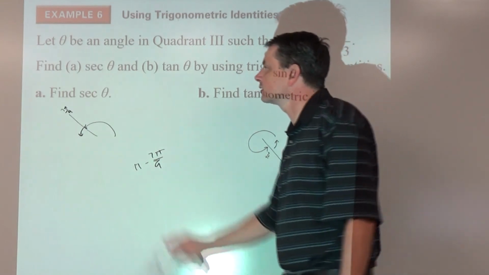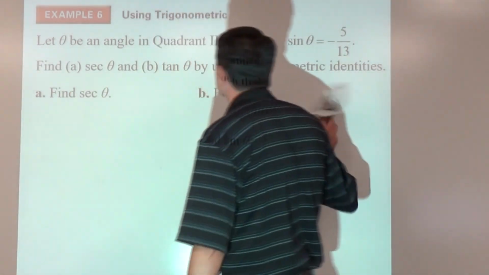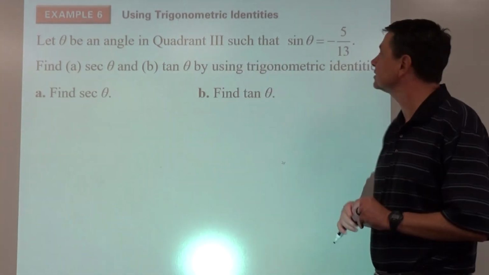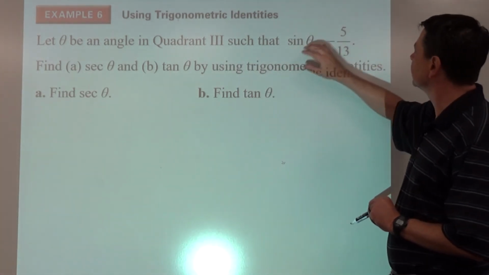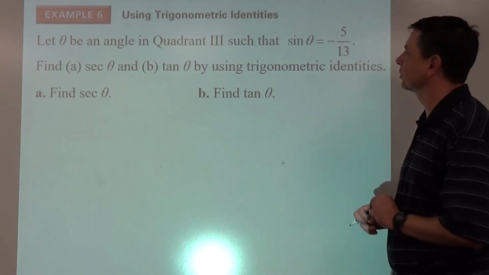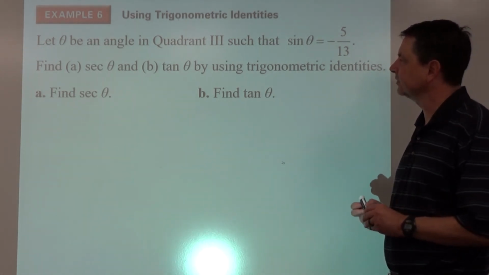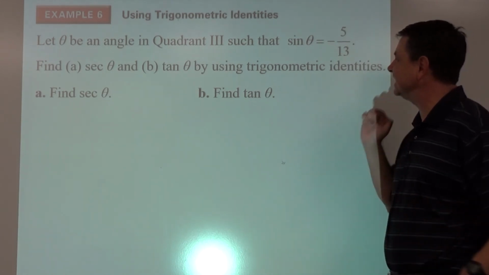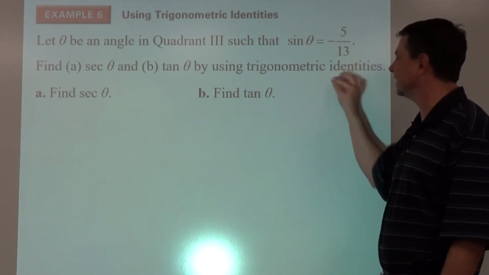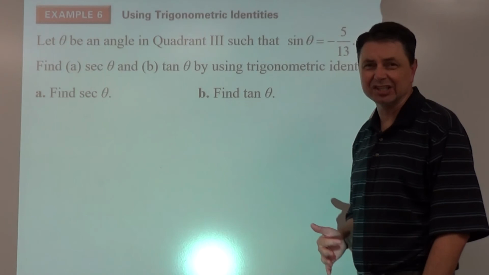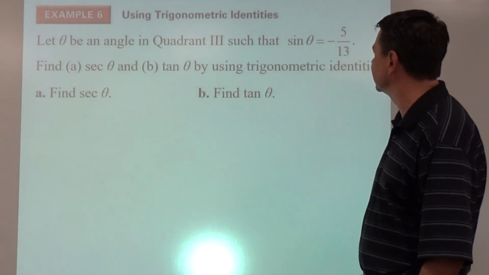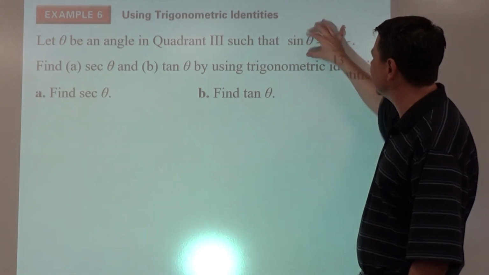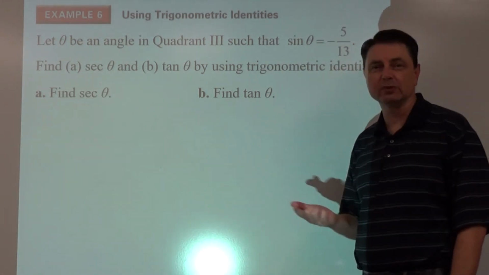Example 6. We've got some information. Theta is in quadrant 3. Good hint. And in there, sine of theta is going to be negative 5 over 13. Find cosecant, secant, and tangent using trigonometric identities. All right, so identities means we're not really allowed to sketch this one out. We're going to have to use identities. Given we have sine of theta, we've got a couple ways we can go.